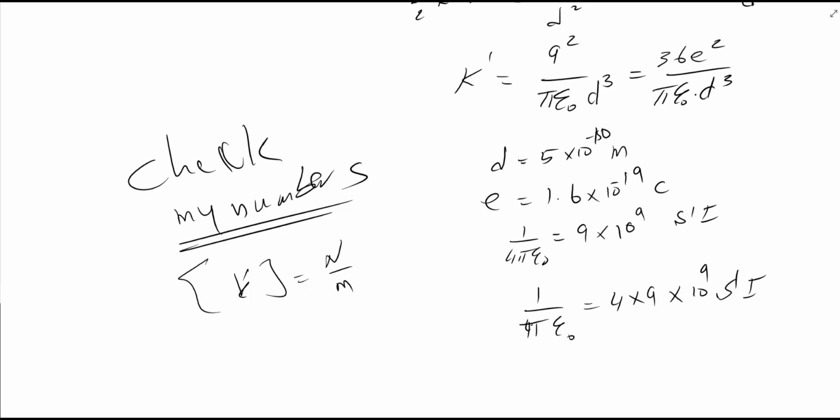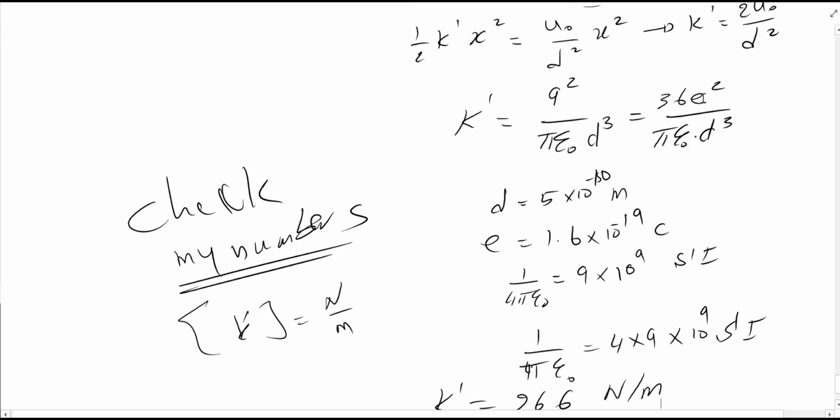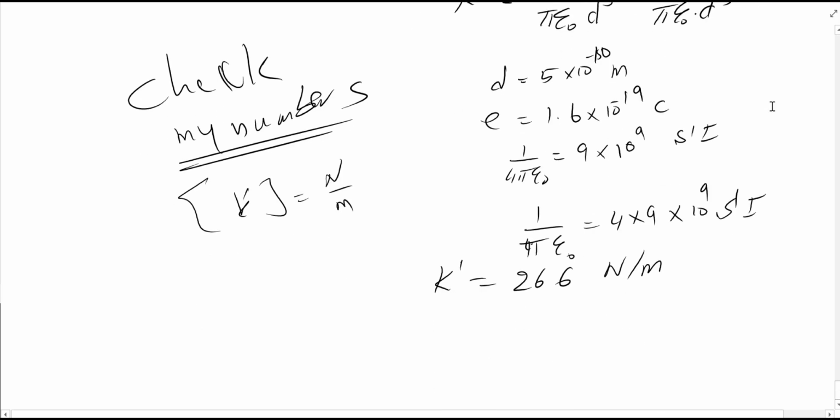Did I do it right? I'm not sure. We found 266. Please check the number. Okay, we found 266 newtons per meter, which is typical of these things. Do I believe that? So this is 10 to the negative 38, and this is 10 to the negative 30. So we have 10 to the negative 8. But don't forget I have 10 to the power 9. So 10 to the negative 8 and 10 to the power 9. So yeah, it is believable. It's the right number.